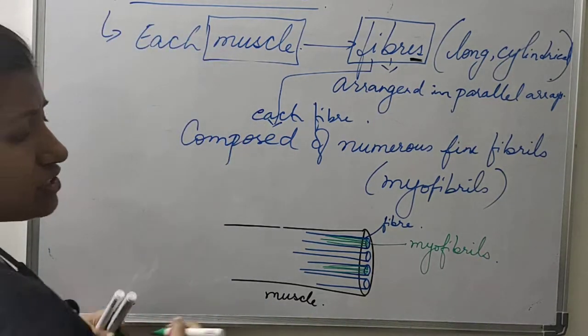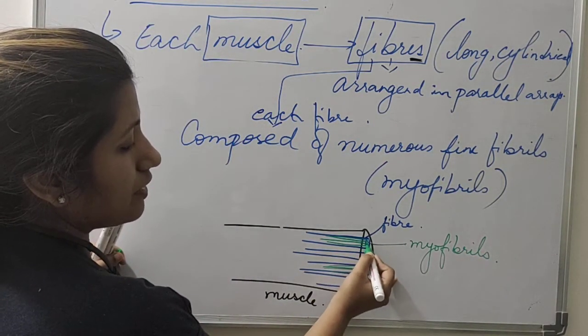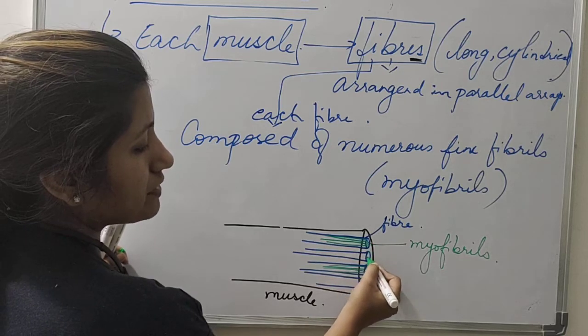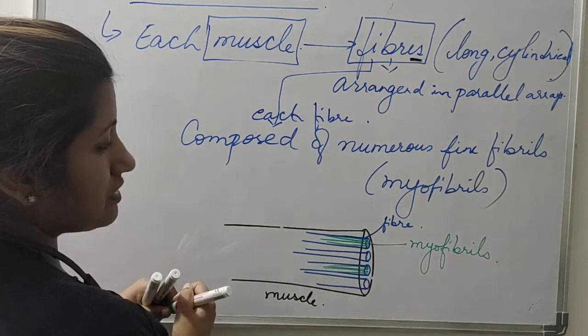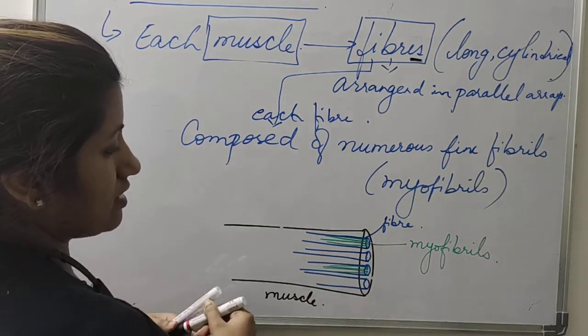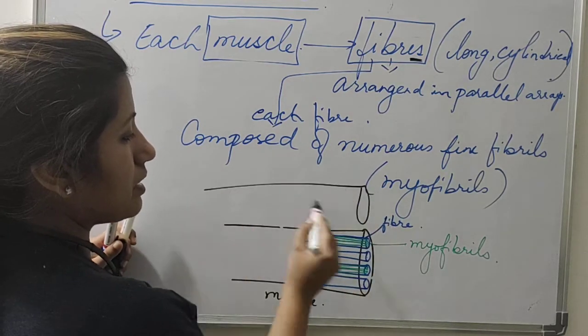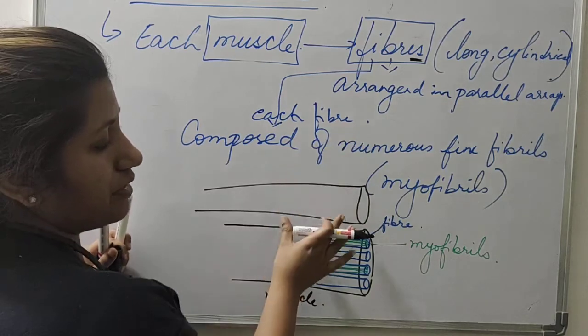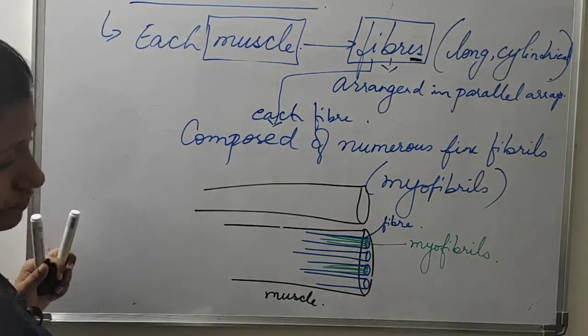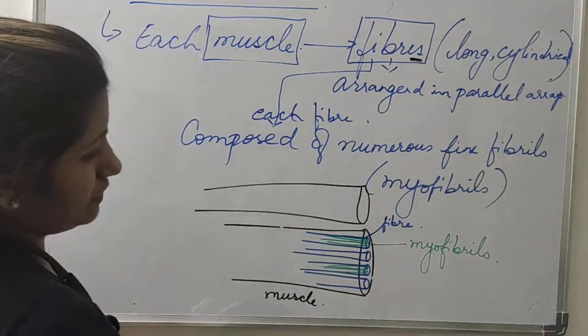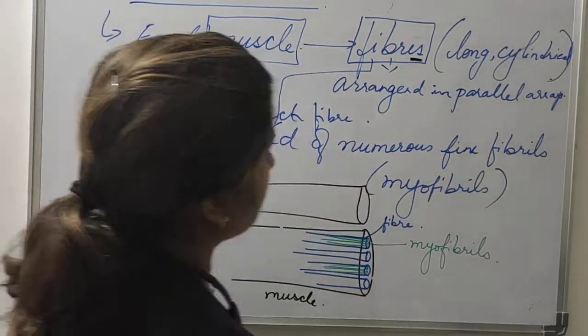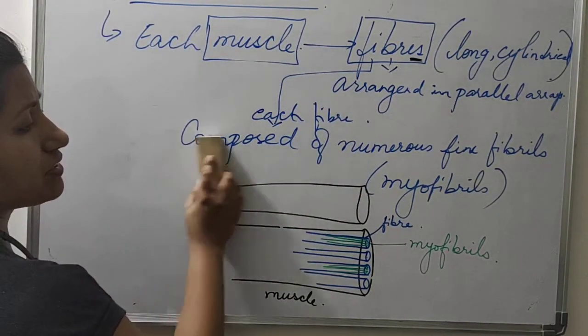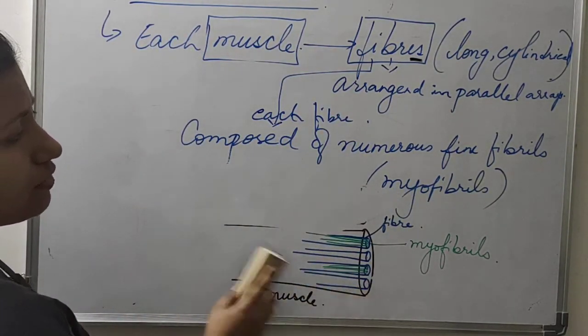And how are they arranged? You see, the fibrils are arranged parallelly, the fibers are also arranged parallelly, and in the same manner, in some muscles, the muscles are also arranged parallelly. So this is one muscle, this is another muscle arranged parallelly. I hope the diagram is clear here, how a muscle is made up.